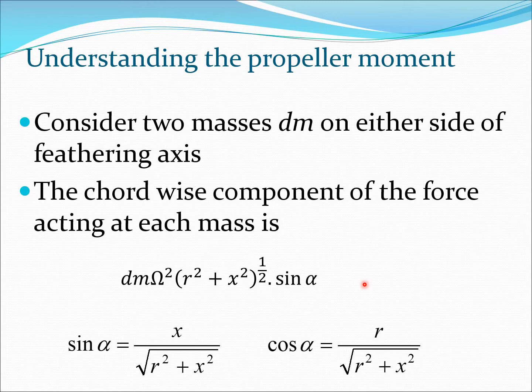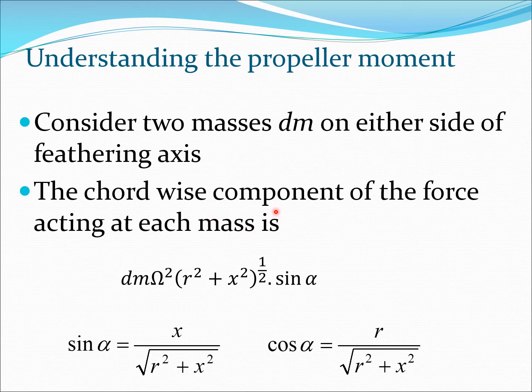Now what you can think about is that there are two masses of size dm, so that's a very small mass, the d being the derivative nomenclature, and these masses are placed on both sides of the feathering location. So one is on top of the feather axis and one is below it.